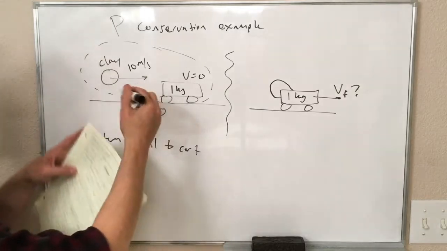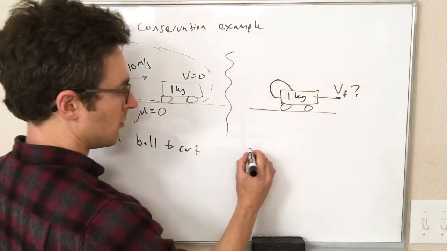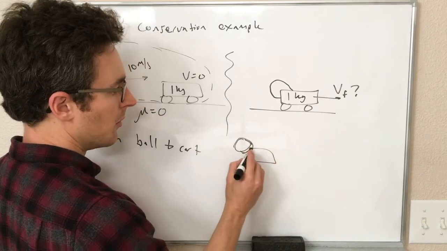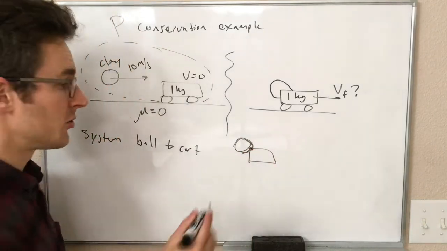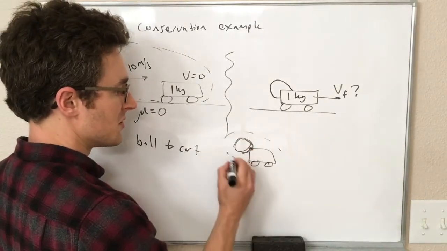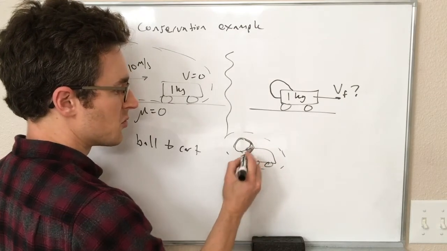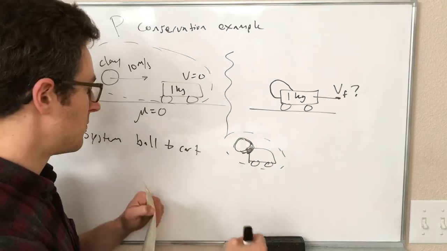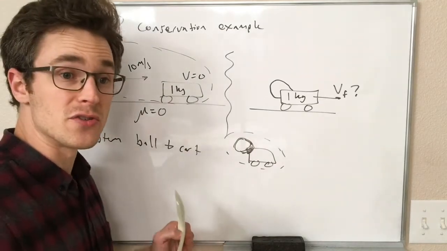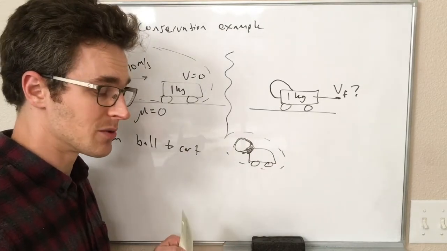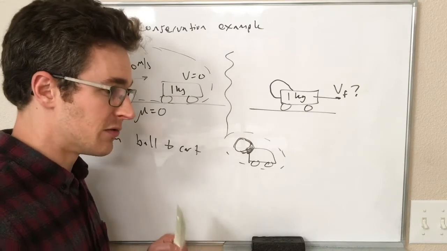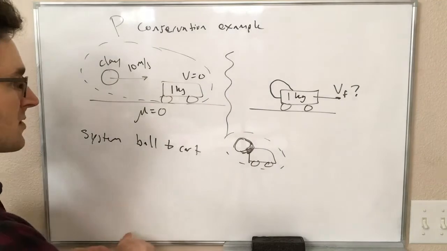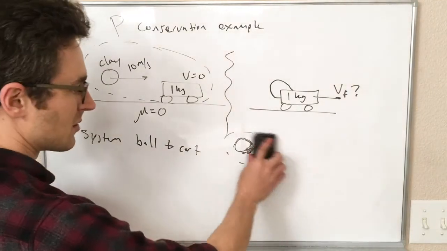But if we draw a system of the ball and the cart, whatever force happens when the ball first hits the cart is now internal to our system, right? Our system is this whole thing. This is a force between two different parts of our system. And so internal forces do not affect momentum conservation. Momentum is only not conserved if there are net external forces. And so that's okay. This would still obey momentum conservation.